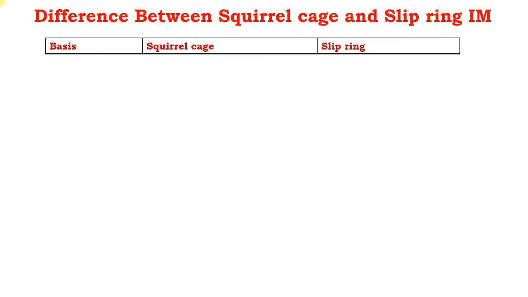Well, now we'll see the difference between the squirrel cage and slip ring induction motors. The first difference is the construction. The squirrel cage is simple. The slip ring is complex because of the slip rings, carbon brushes, and metal collar arrangement. This makes the construction a little complex compared to the squirrel cage.